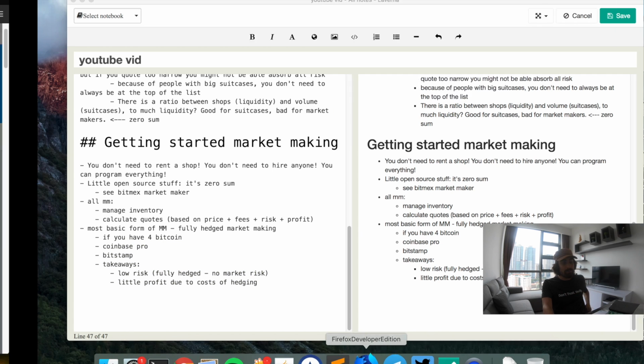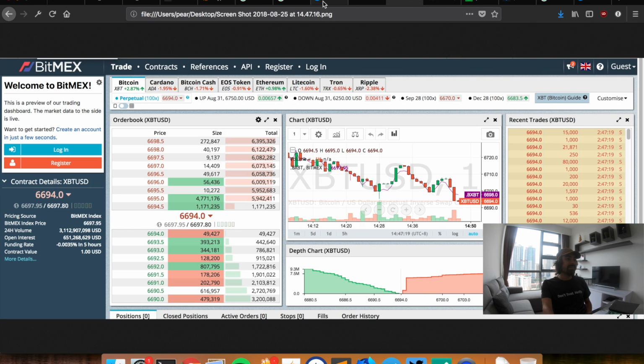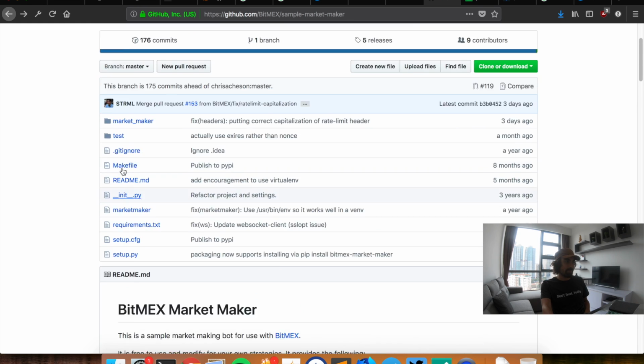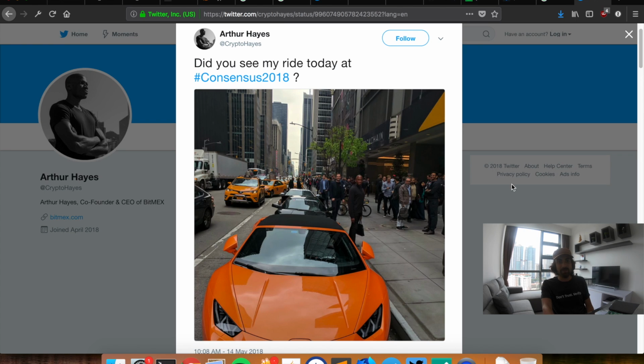Yeah, so if you start Googling, you won't find a lot of open source, but one thing you will find is the BitMEX simple market making bot for use with BitMEX, coming from BitMEX. So this is Arthur telling you that it's very easy to set up a shop. You should just do it. You should just download this bot and run it. Set up your own little shop, because he wants to ride in a Lambo, and he can only do this if his building is filled with currency exchanges.